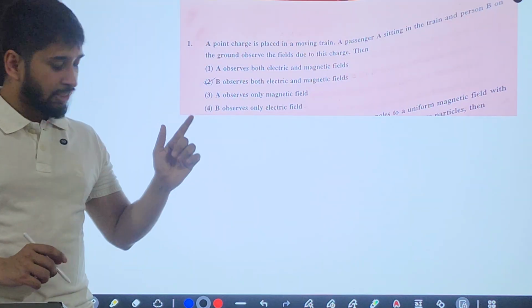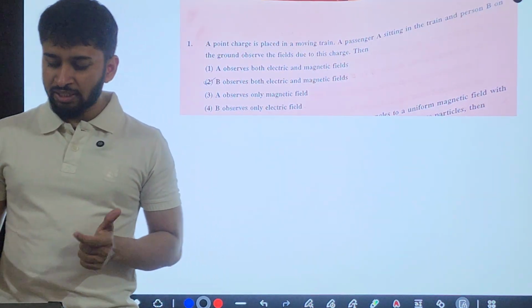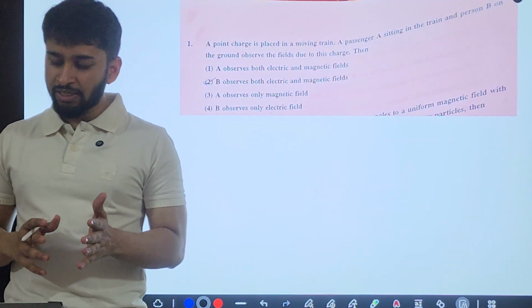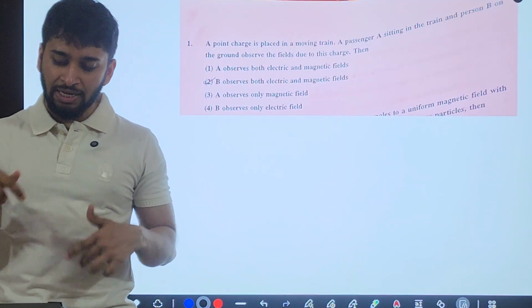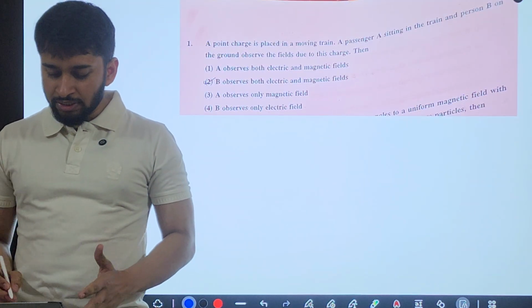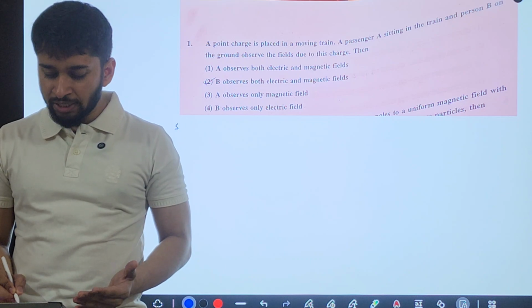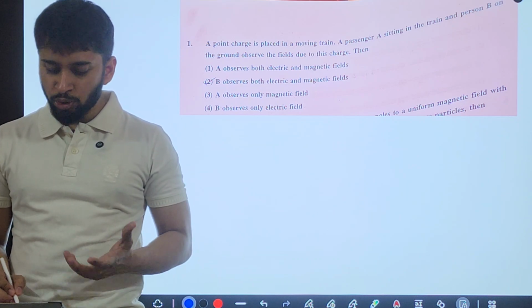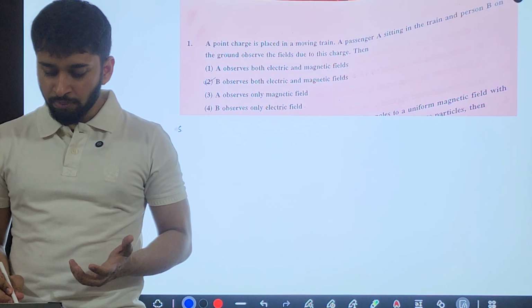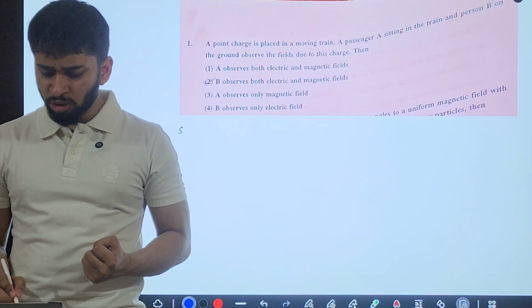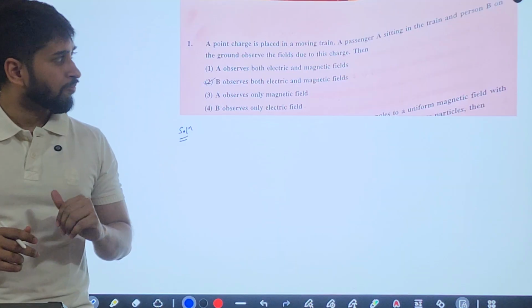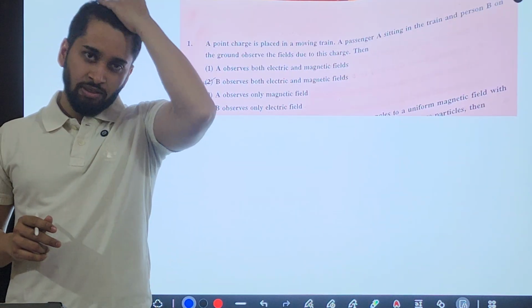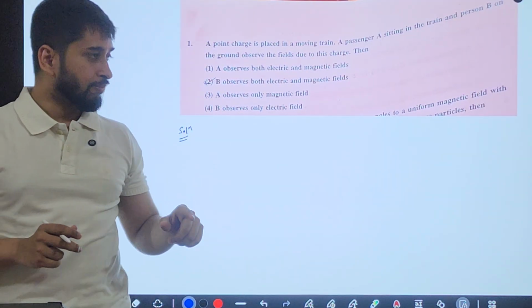So the question says, a point charge is placed in a moving train. A passenger A sitting in the train and passenger B on the ground observes the field due to this charge. Now, this is very confusing. I'm sure many students must have gotten confused because this is something that is not taught in ordinary classes, especially at KCET level. I'll say this question, they have really tried to test your understanding to a deeper level, right?